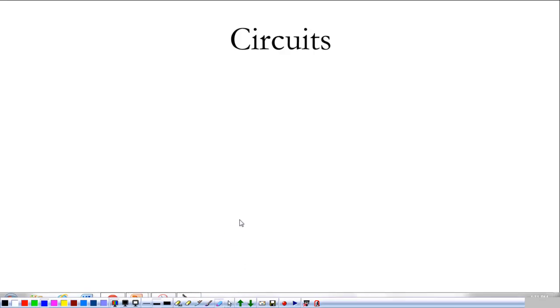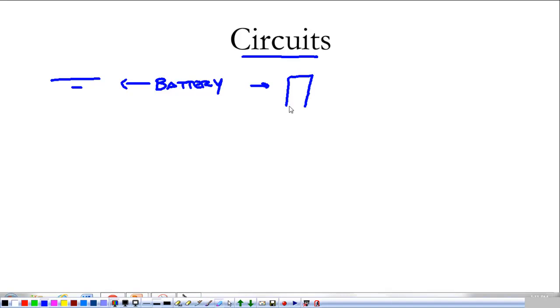Alright, today we're going to start our new unit on circuits. We've all had some experience with this before. So the first thing that we're really going to talk about with circuits is the battery. This is how we draw a battery in a circuit. It looks weird, but it's the same thing as the battery that we're used to.